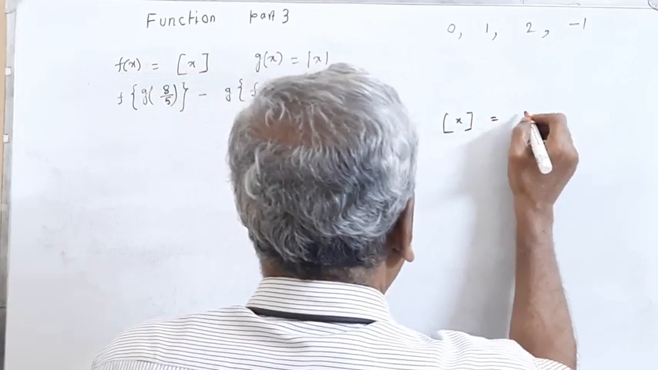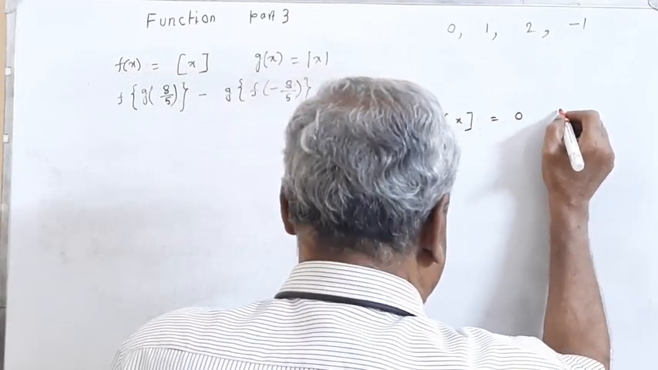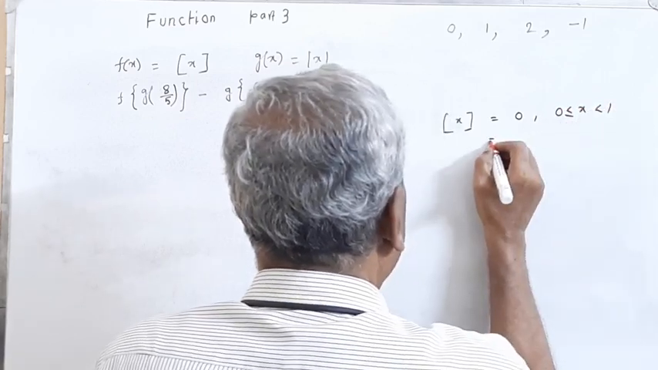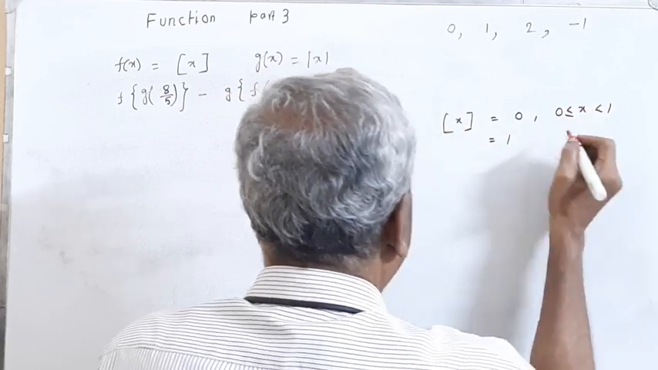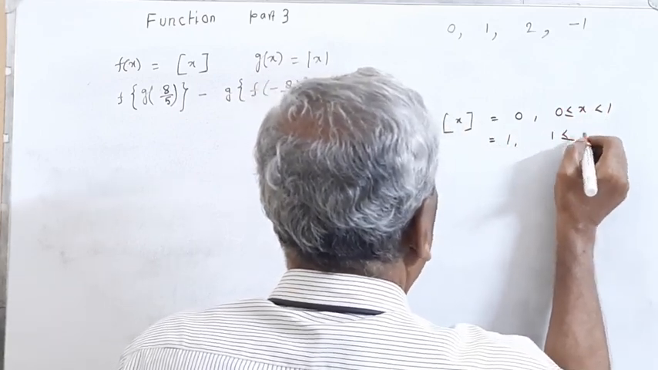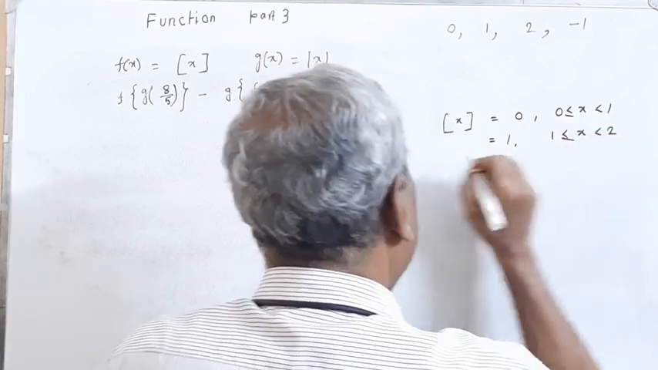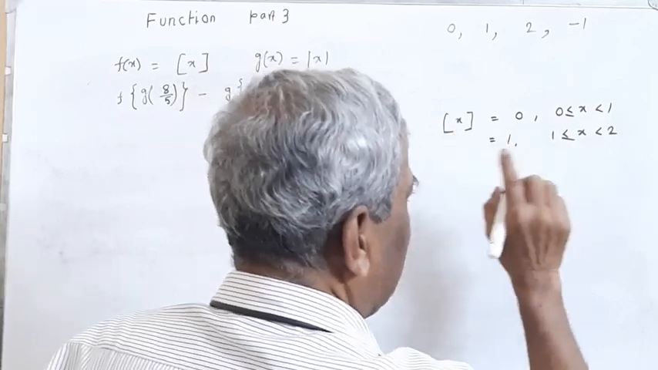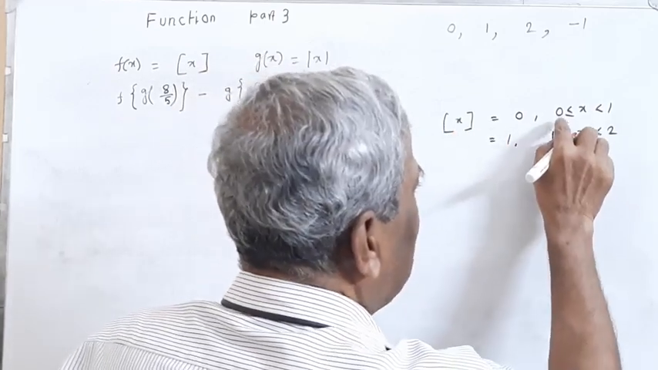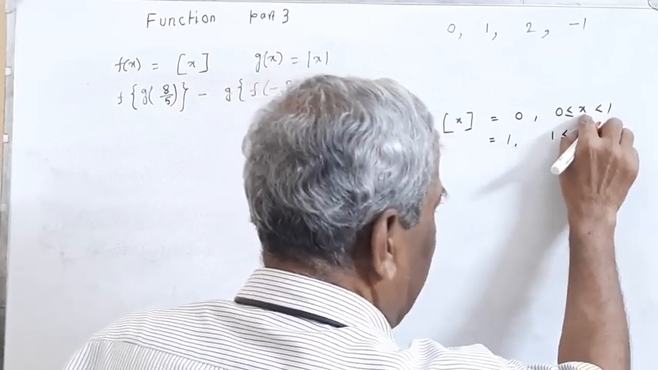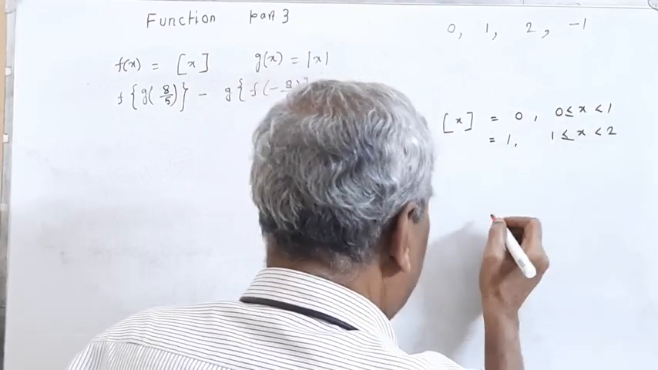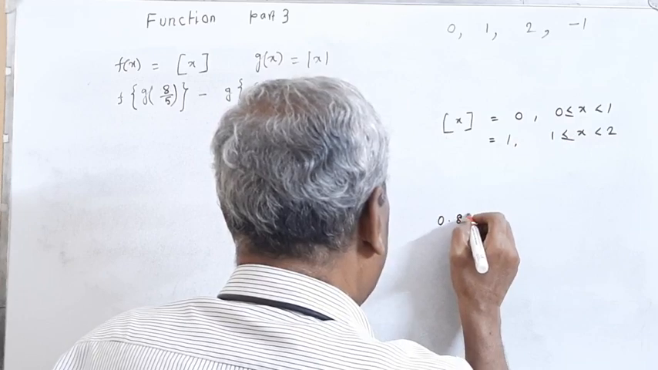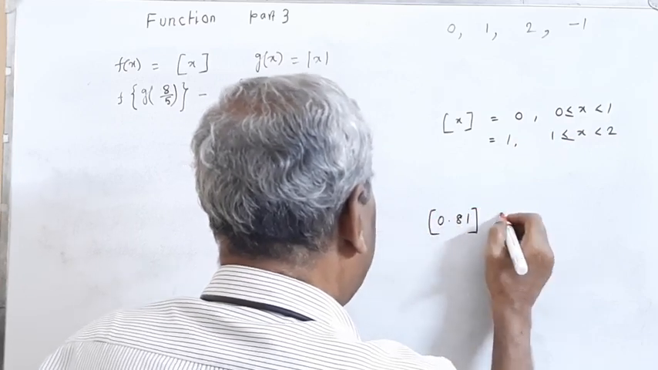So it is equal to 0 when 0 is less than or equal to x less than 1. It is equal to 1 if x is 1 less than or equal to x less than 2, and so on. For positive values of x, the integral part of x is the integer part of that. Like if x lies between 0 and 1, say 0.81, its box function is equal to 0.